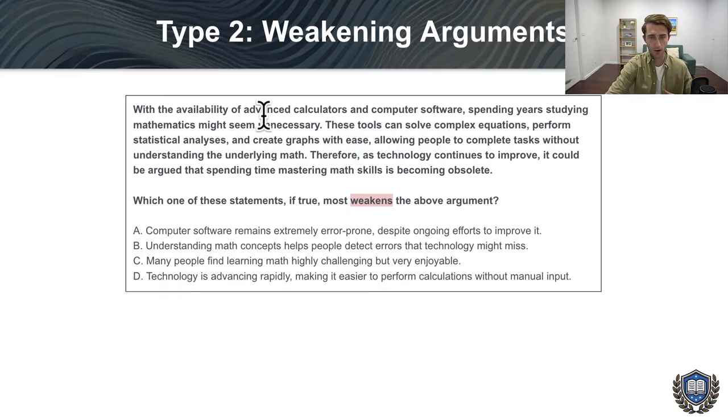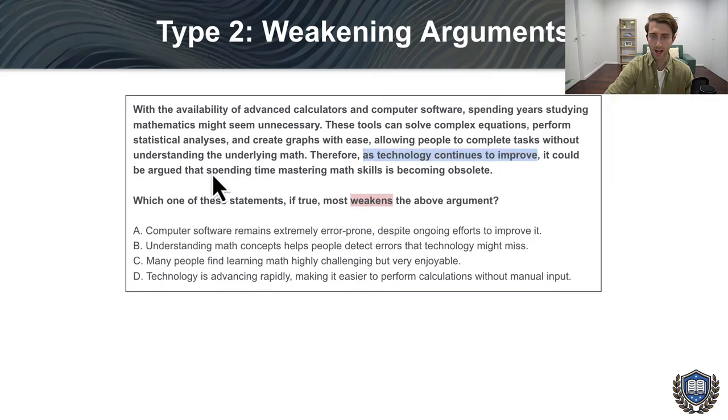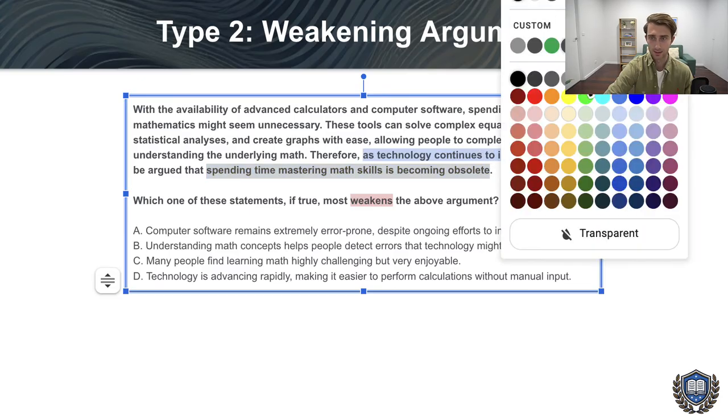You've had the whole paragraph, we've been saying blah, blah, blah, and therefore this. That's what you would say when you're trying to make your point. I've said all this stuff, therefore, this is my main point. And so in this case, it says, therefore, as technology continues to improve, and so I'd say that's probably a part of the conclusion, it could be argued that spending time mastering math skills is becoming obsolete.